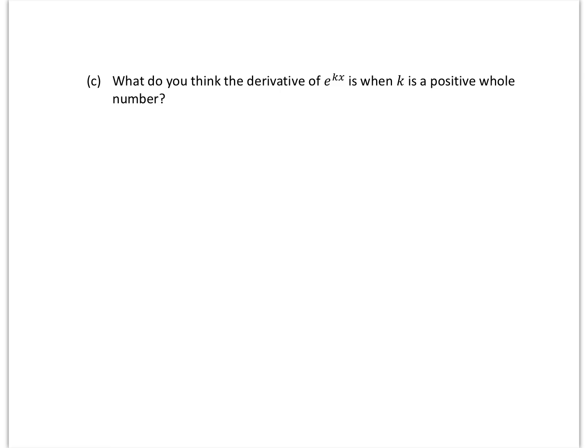We could conjecture, based on the results of A and B, that the derivative of e to the kx is k e to the kx, because the derivative of e to the 2x was 2e to the 2x, and the derivative of e to the 3x was 3e to the 3x. So this is our conjecture. The derivative of e to the kx would be k e to the kx.